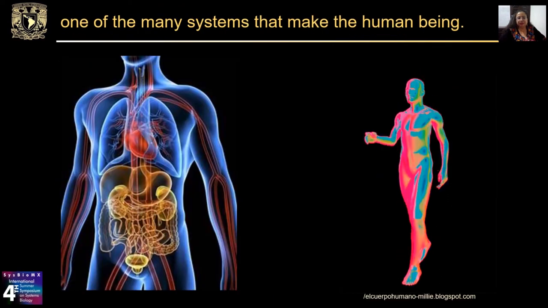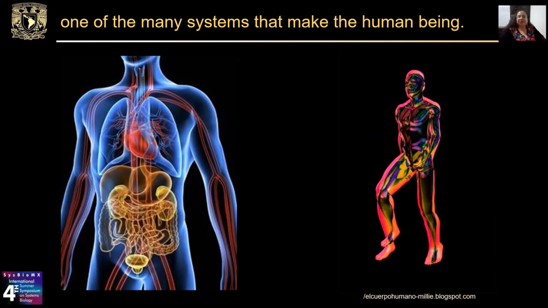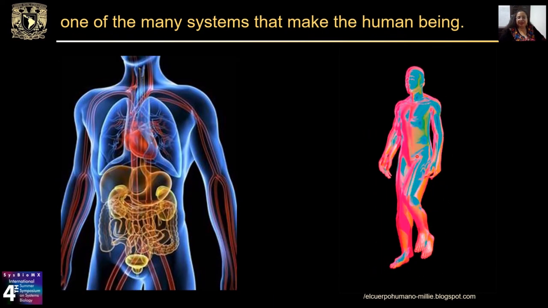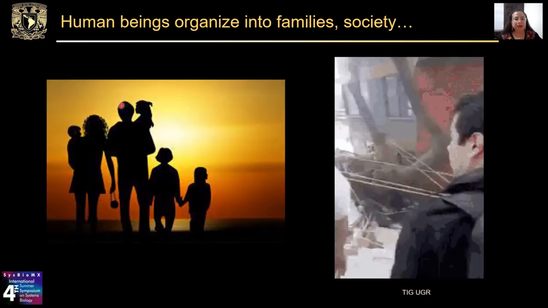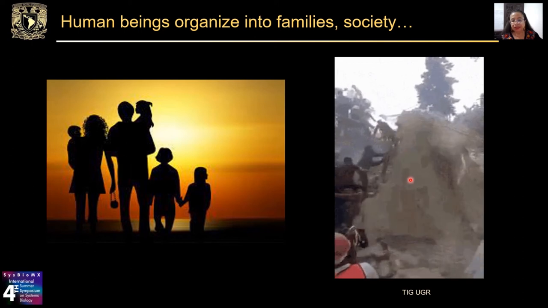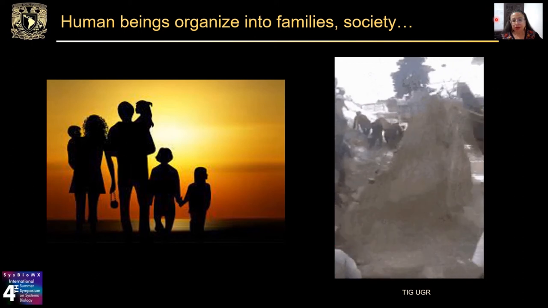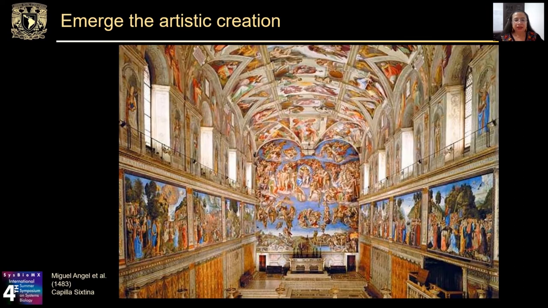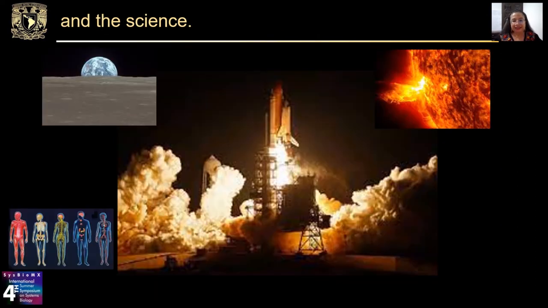organism. One of the many systems that make a human being. Human beings are organized into families, groups, and societies. This led us to produce artistic creation and science. Science that was capable of taking us to Mars, to the moon, or to the sun, and led us to understand how the human body works by itself.